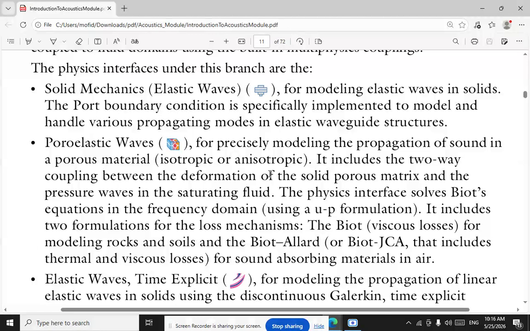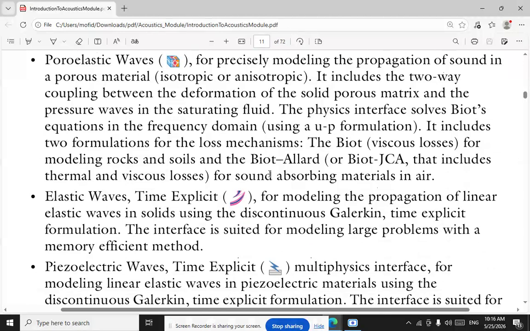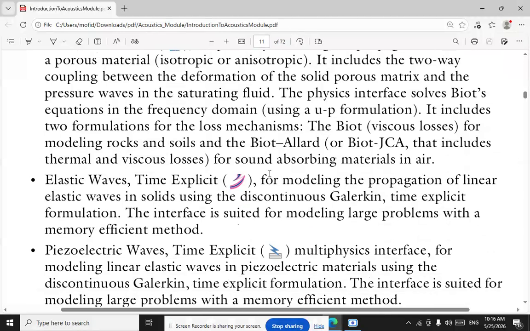It includes two formulations for the loss mechanisms: the Biot viscous losses for modeling rocks and soils, and the Biot-Allard or Biot-JCA that includes thermal and viscous losses for sound absorbing material in air.